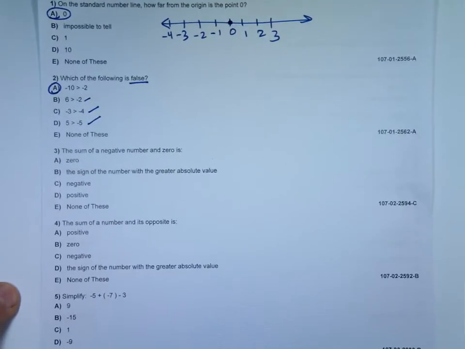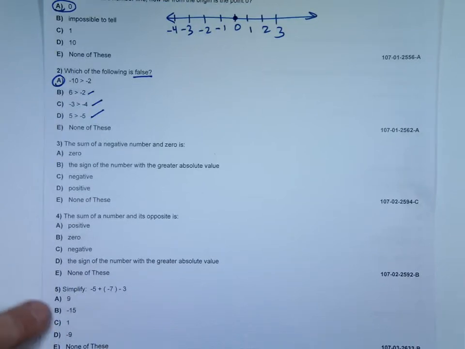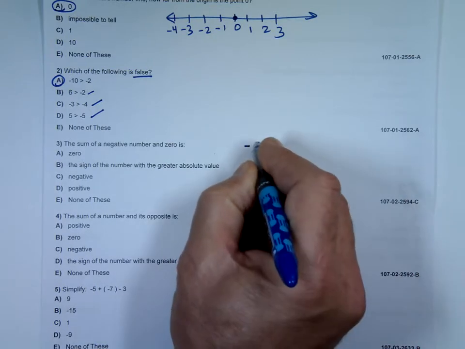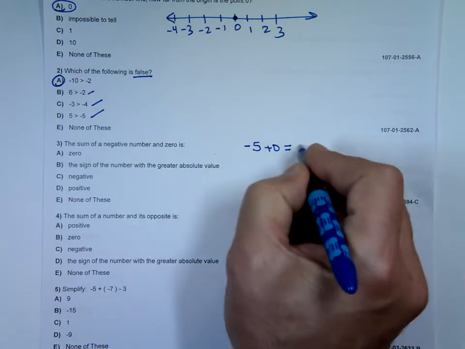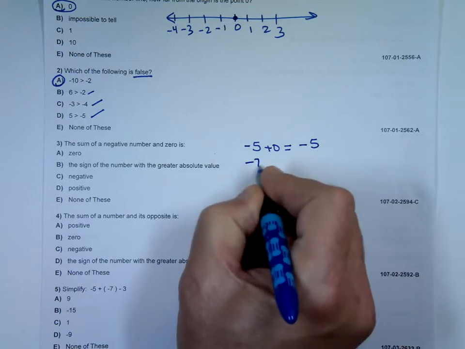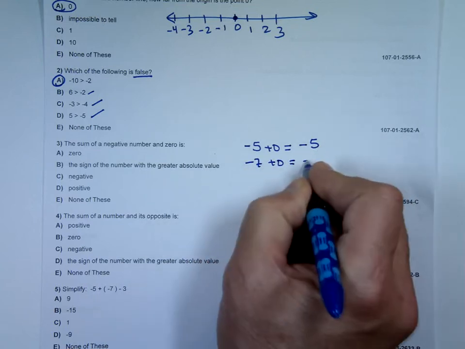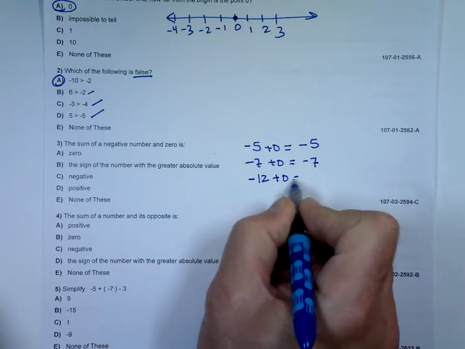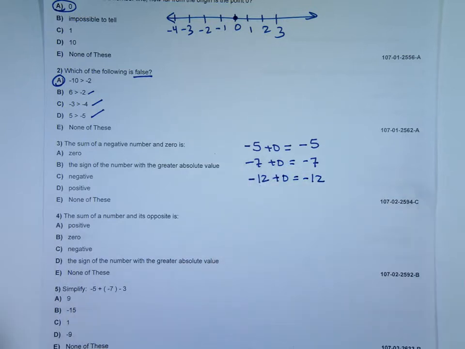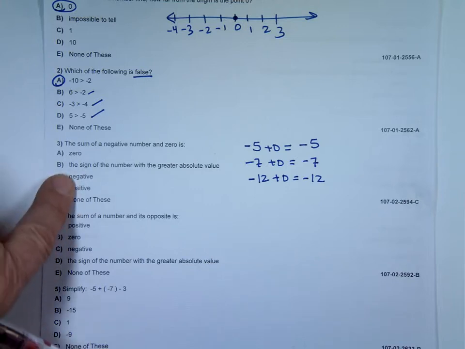The next one. The sum of a negative number and 0 is what? For example, what's -5 plus 0? -5. What's -7 plus 0? -7. What's -12 plus 0? -12. So when you take a negative number and add 0 to it, the answer is always the number itself. So here, the sum of a negative number and 0 is 0? No, that's false.